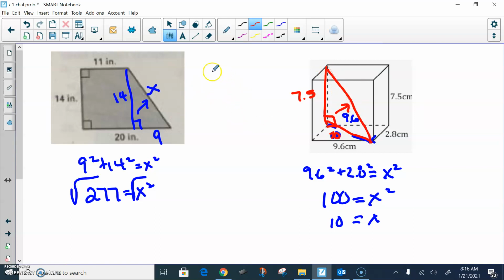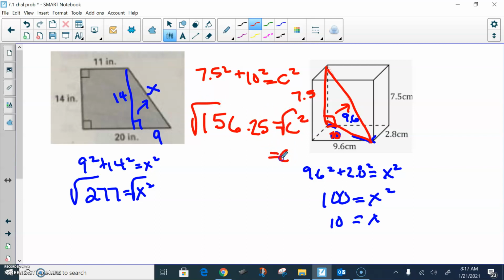Piece of cake. So we're going to do Pythagorean theorem again. 7.5 squared plus 10 squared equals our hypotenuse squared, which is the diagonal of our rectangular prism. 7.5 squared plus 10 squared gives me 156.25 equals c squared. And again, because we're dealing with decimals, we're just going to leave it as a decimal. We want the square root of 156.25. And it looks like the length of our diagonal is 12.5 centimeters. And that seems like a reasonable answer.